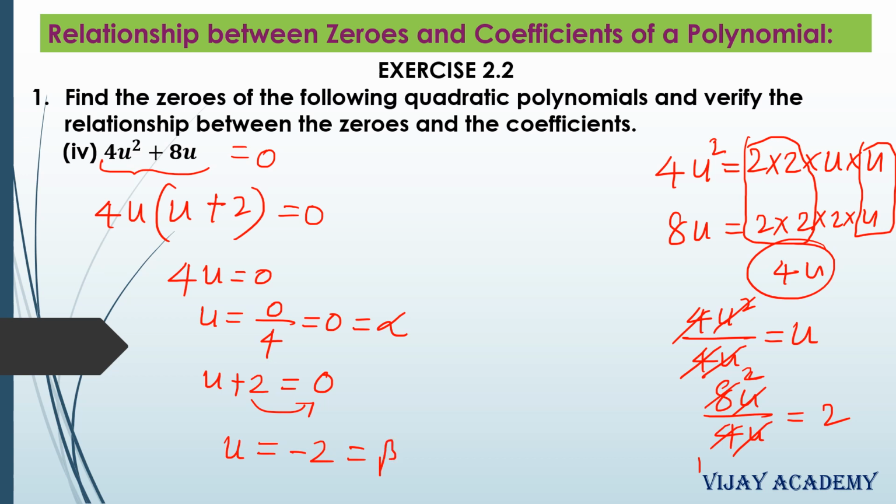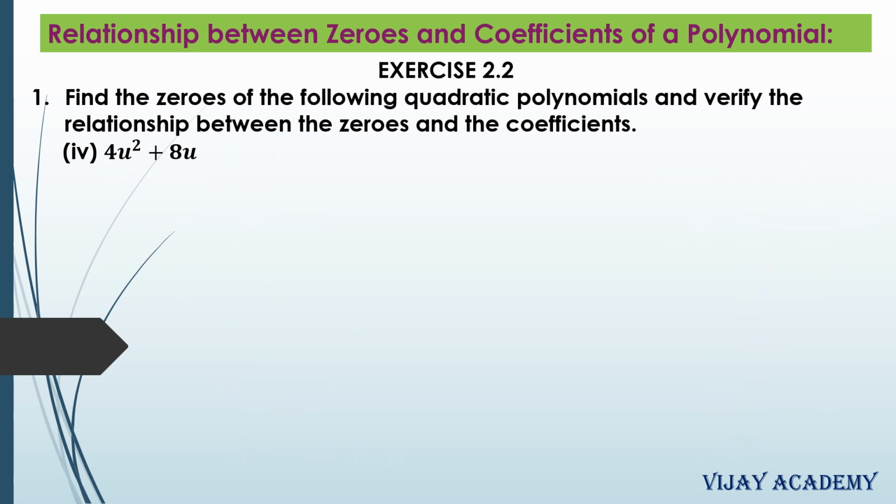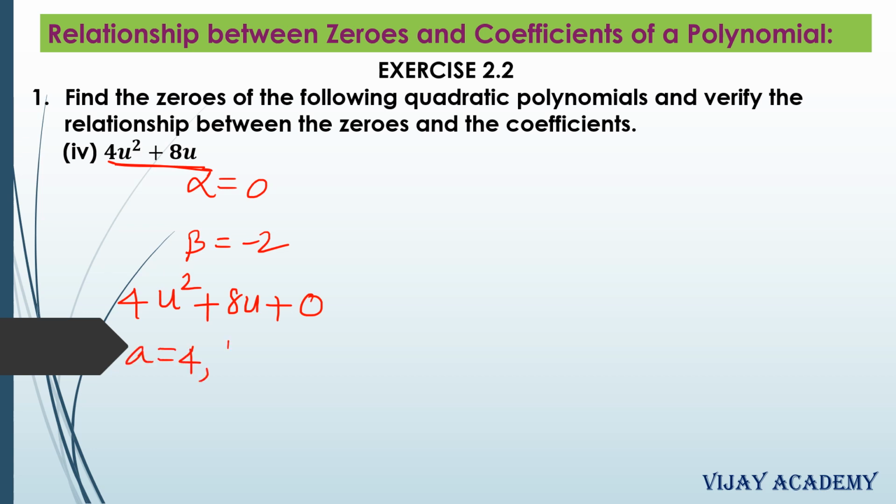Now we got the zeros of the polynomial. Let us verify the relation. So alpha is 0 and beta is minus 2. Now write this in the standard form. When you write this in the standard form, we get 4u square plus 8u, and there is no constant, so write it as 0.